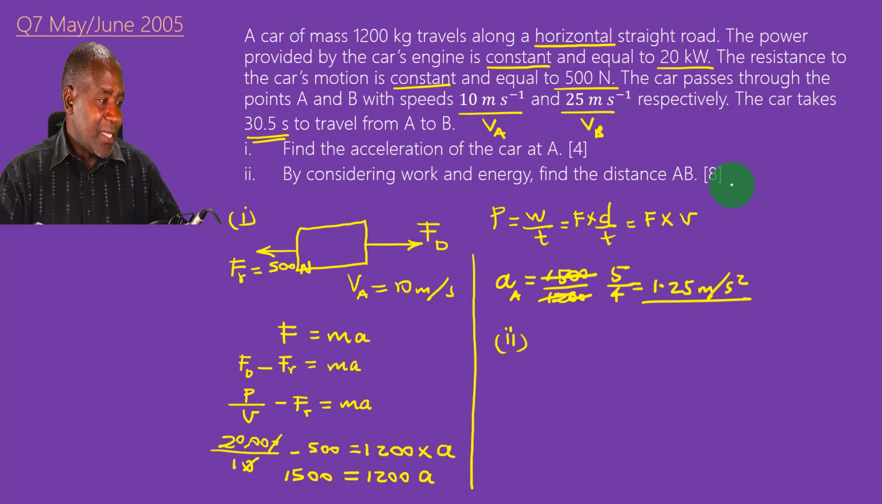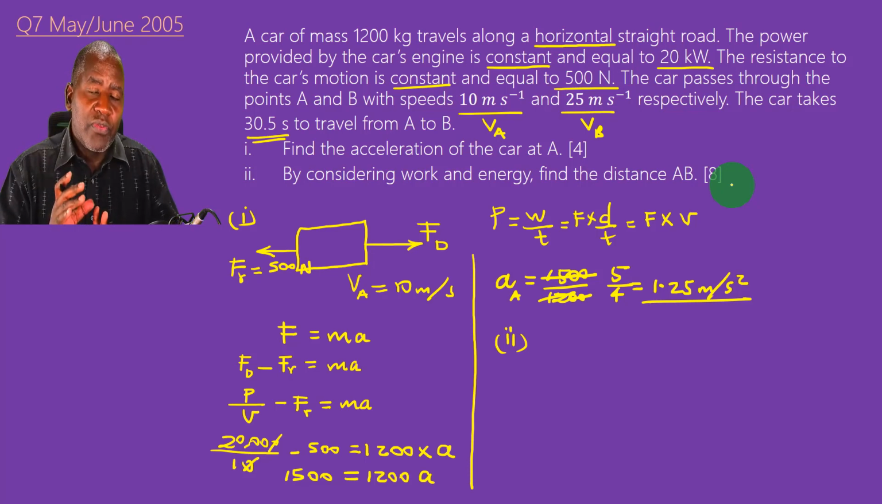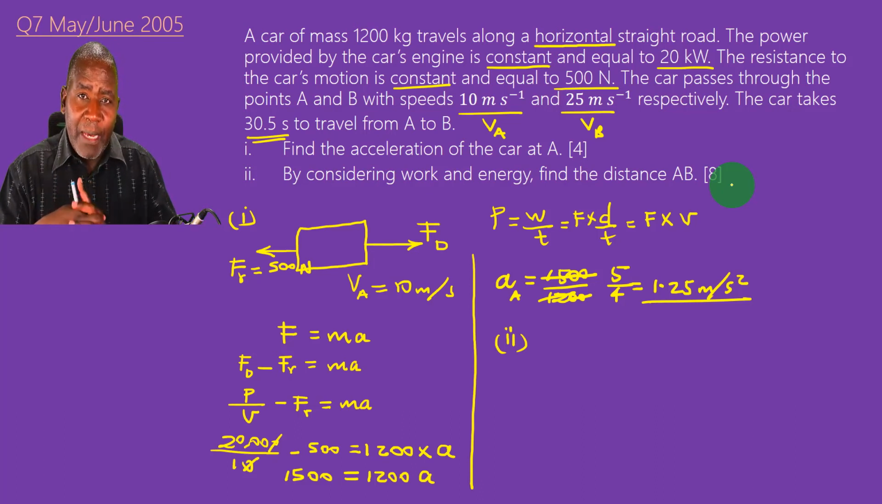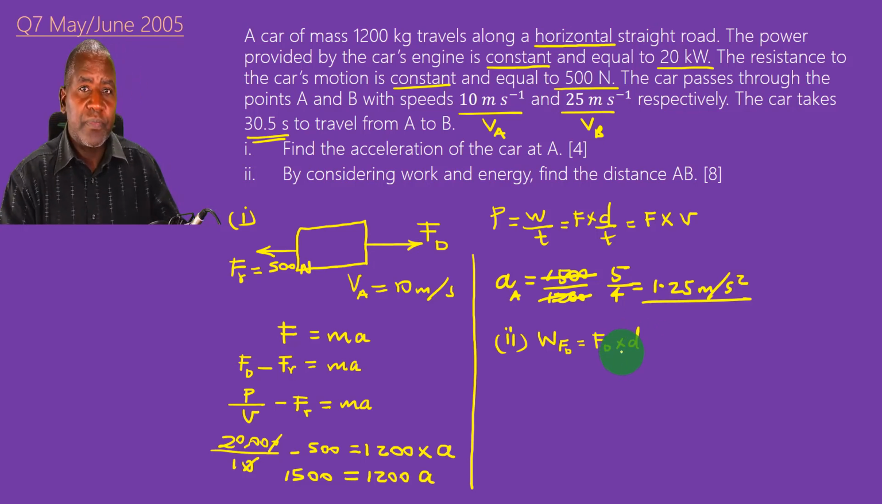So let's answer the last part. By considering work and energy, find the distance AB. Now, I've already told you that when a question involves work and energy, there are 4 physical quantities that you need to be sure of. Number 1 is work done by the driving force. And there are 2 ways of getting that work done by the driving force. Work done by the driving force can be given by the driving force times the distance moved, if this driving force is uniform.